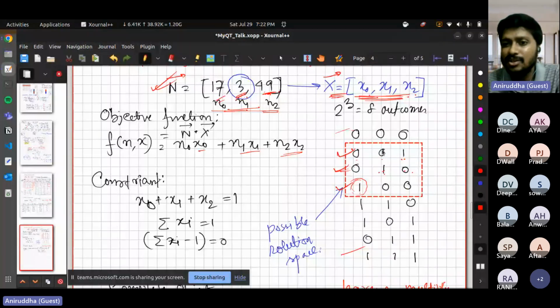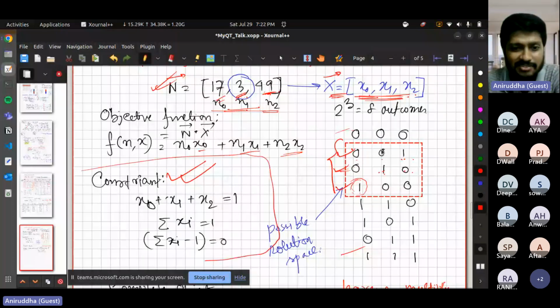So what is my constraint? This is my solution space, the target solution space, in which exactly one of these bits will be 1. So for all these 3 bit strings, the sum of all the bits equals 1. That's why I have added a constraint here, you can see. This is the constraint I have kept here: x1 plus x2 plus x0 equals 1.